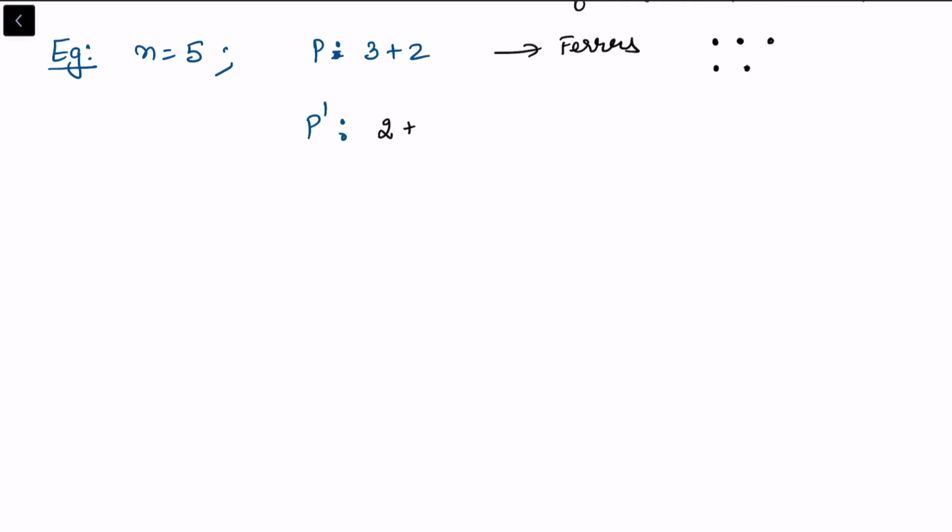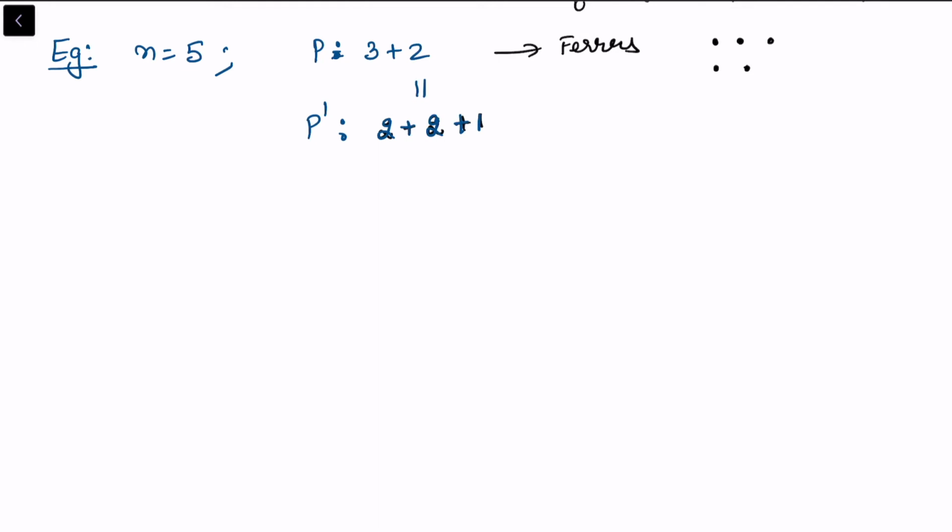Now let's take another example. Say I take n equal to 5, and corresponding to this I consider the partition 3 plus 2. In this case, what will be the Ferrers diagram? We draw 1, 2, 3, and then we have 2 dots. If I take its P transpose, what will be the corresponding P transpose? If I read it vertically, this leads to the partition 2 plus 2 plus 1. Now we notice that this is also a partition of 5, and earlier also it was a partition of 5, but they are not the same.